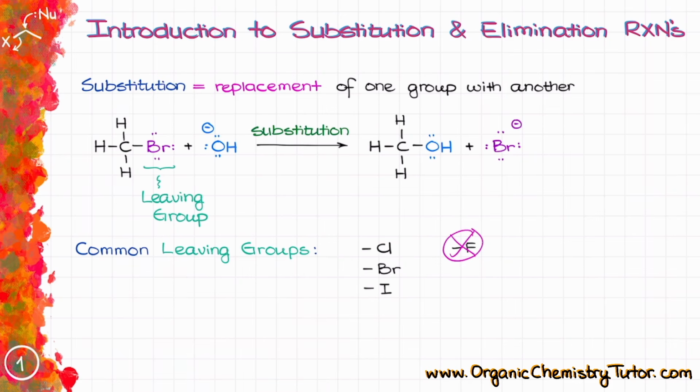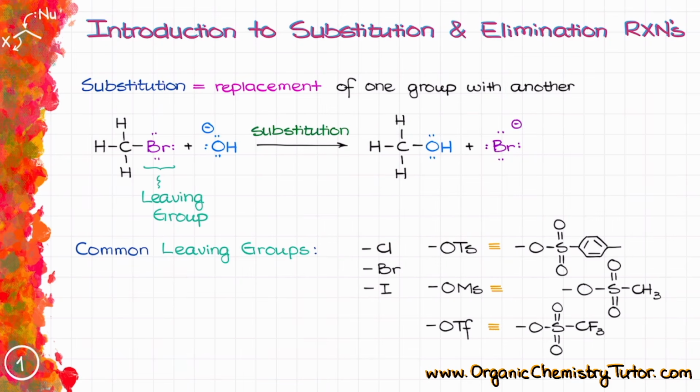We're also going to see groups like tosylate, mesylate, and triflate. And while you might and probably will see some other groups in the future, these 6 are going to be the most common ones you're going to encounter throughout your course.